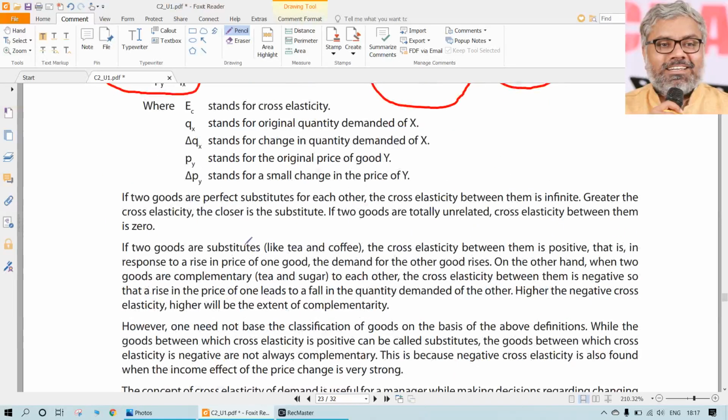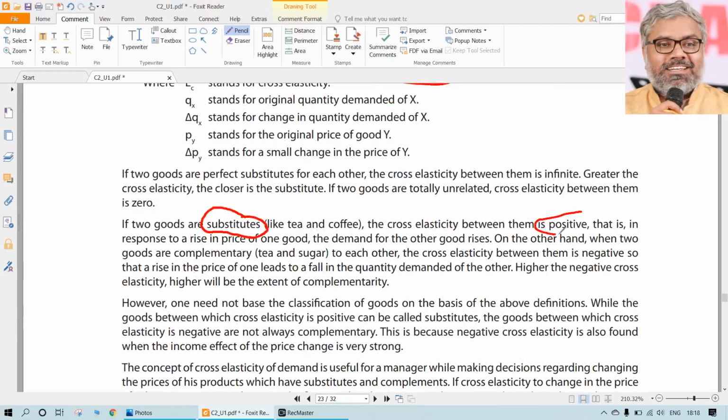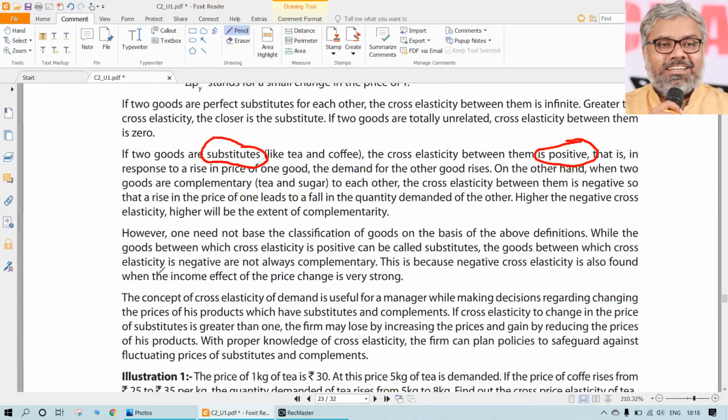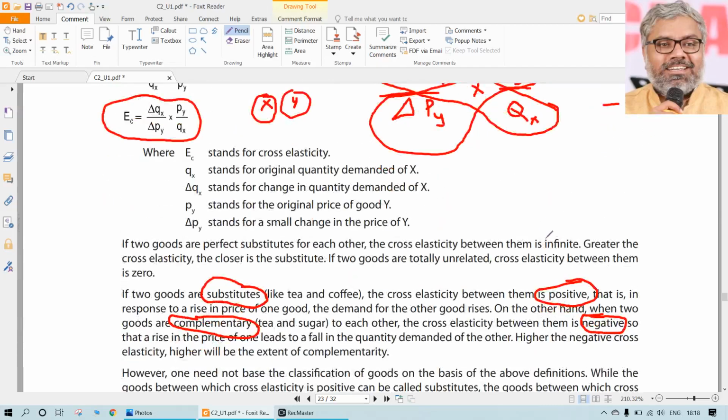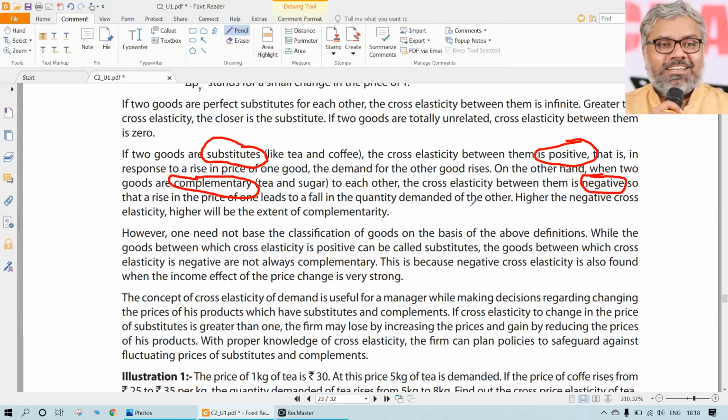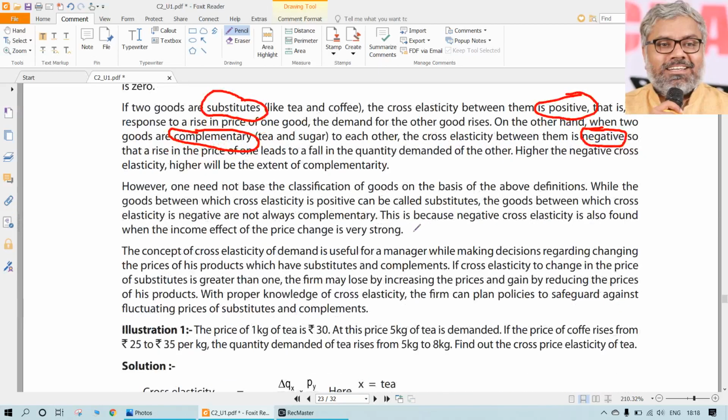Simple. So this has to be remembered, and understood actually more than just remembered. For substitutes, the cross elasticity will be positive. For complementary commodities, the cross elasticity of demand will be negative. That is the relationship between the price of one commodity and the quantity demanded of another commodity. Those are related goods, and this is called cross elasticity of demand. Clear? So that is one point to be noted.